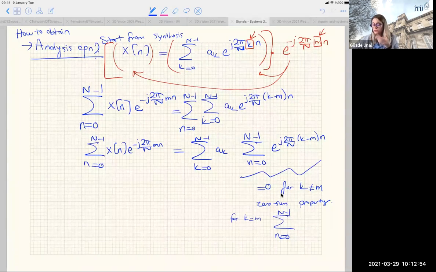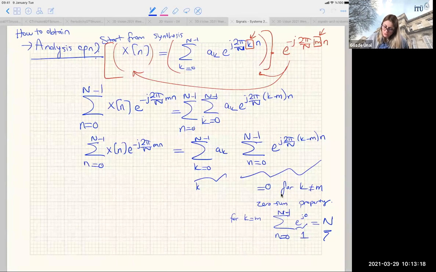Actually, yeah, e to the j0. This is sum n times, so it's really n. Yeah, it's equal to n for k equals m, e to the j0, or multiples of 2 pi actually. It always ends up on the real axis, right? So now that would mean this is really valid only for k equal to m, okay?